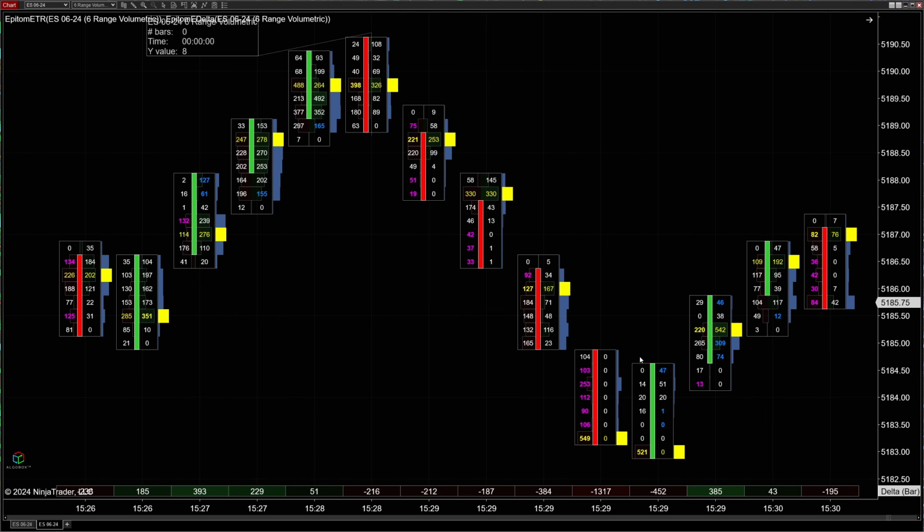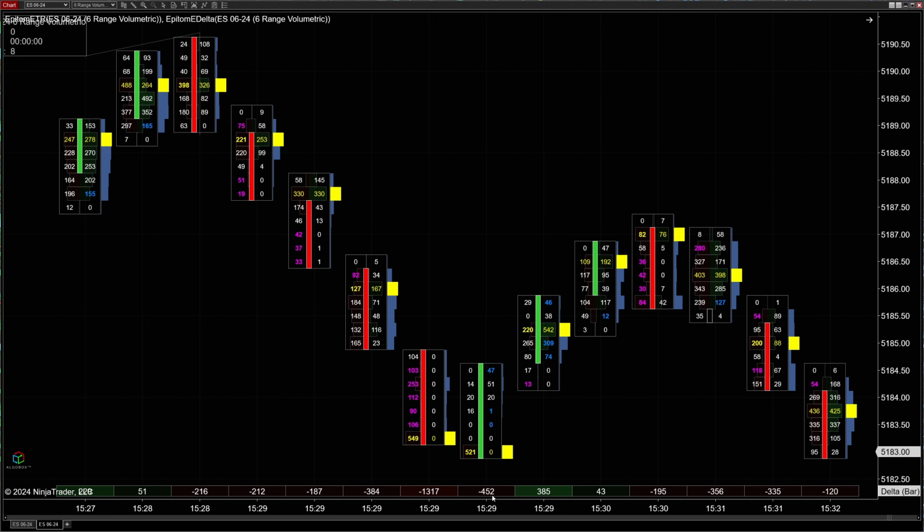So now let's look at this as we start coming down towards this low. Notice we get weak, minus 212. Then minus 187, which is not as weak as minus 212. Then the next candle, minus 384. Okay, we're starting to get weaker once again. Then minus 1317. We're definitely starting to get weaker. Then minus 452. All right, minus 452 is more bullish than minus 1317.